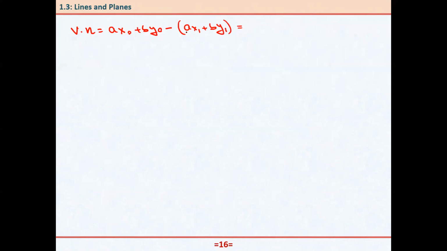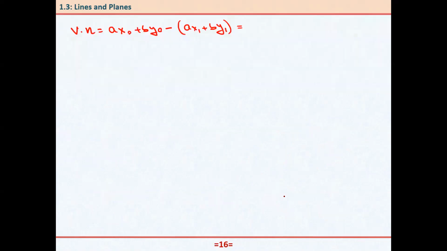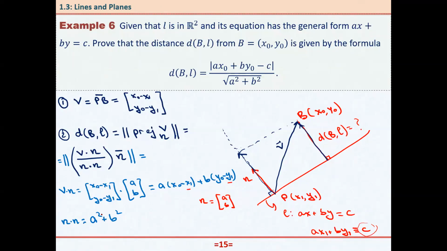And if you remember, A times x1 plus B times y1, what is it? From here, that's equal to C, right? So A times x1 plus B times y1 equals C, because this x1 and y1 is on the line. If you substitute that value, then we will have here A x sub 0 plus B y sub 0 minus C. Okay. And here we have a kind of scalar, right? And as I say here, it's just a scalar. I can keep this out.